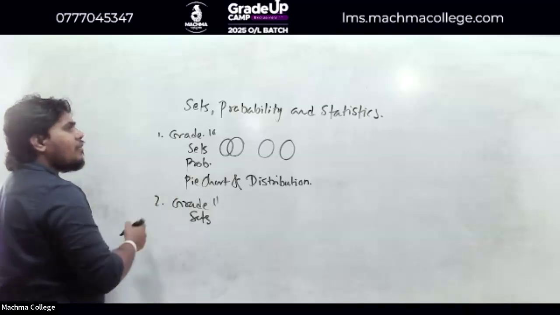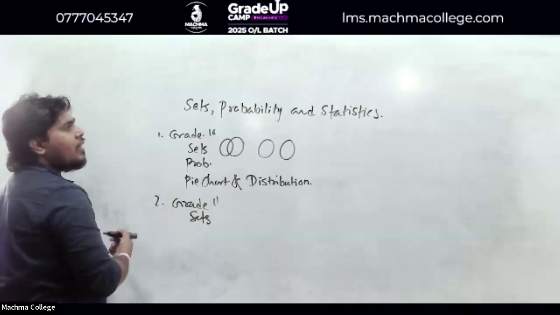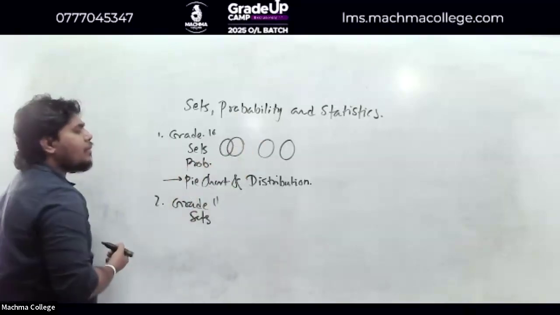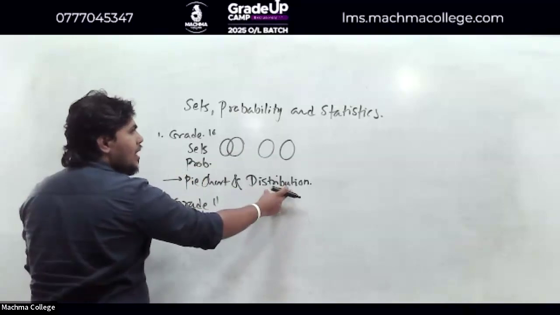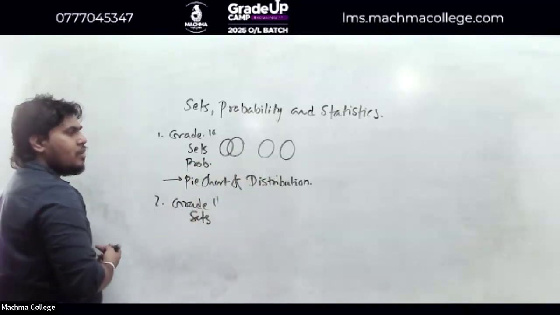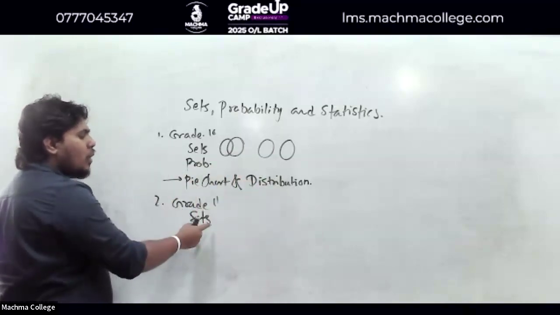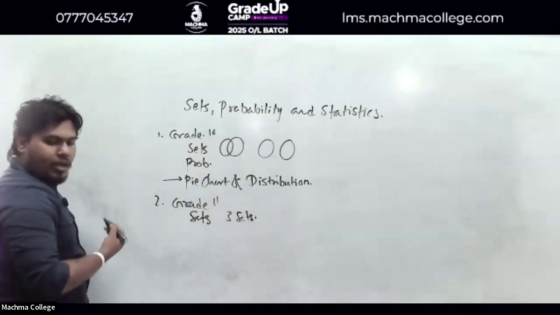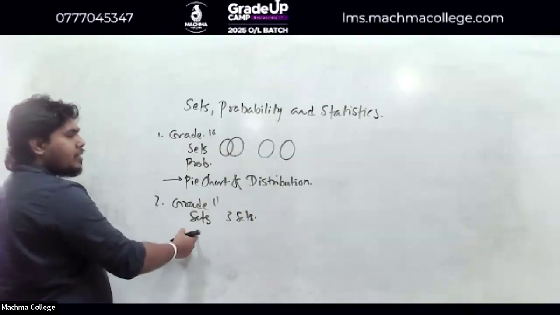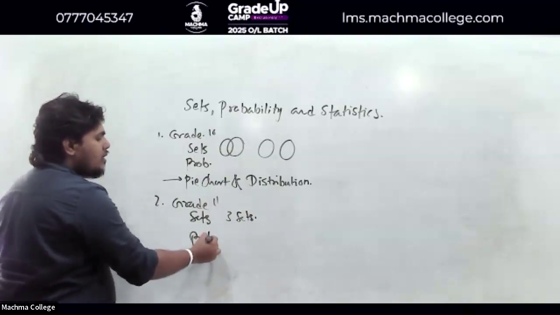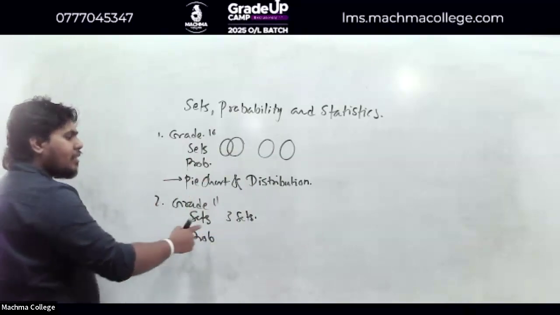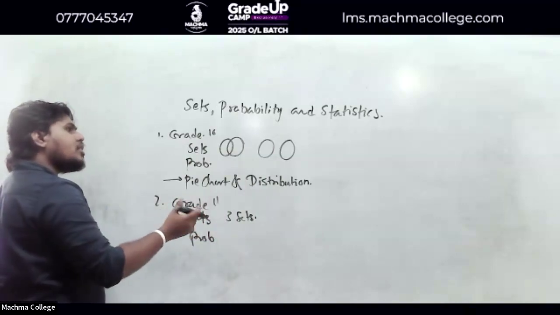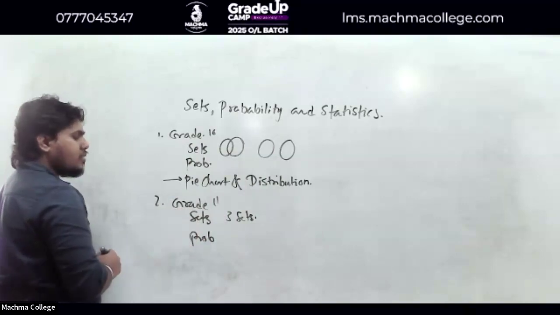Pie chart is the one that comes under statistics part. Actually, under statistics, data representation making. Distributions part as well. Right. Grade 11, you have a set which includes 3 sets. And you have a probability which has the tree diagram and the grid diagram, tree diagram without replacement and with replacement both instances.